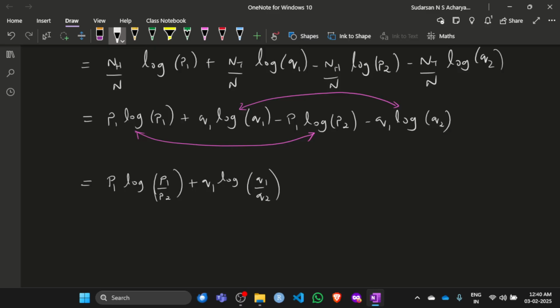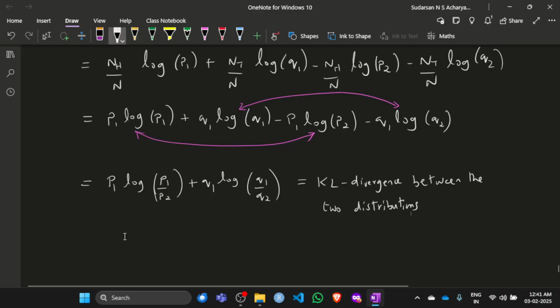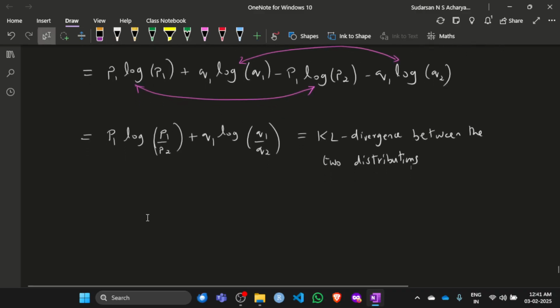Now, interestingly, this is called the KL divergence between the two distributions. So when I say two distributions, you can think of it as the two coins and the corresponding probabilities associated with the two coins. The probabilities associated with the first coin are P1 and Q1. The probabilities associated with the second coin are P2 and Q2. How different are the two distributions? We write it like this sometimes.